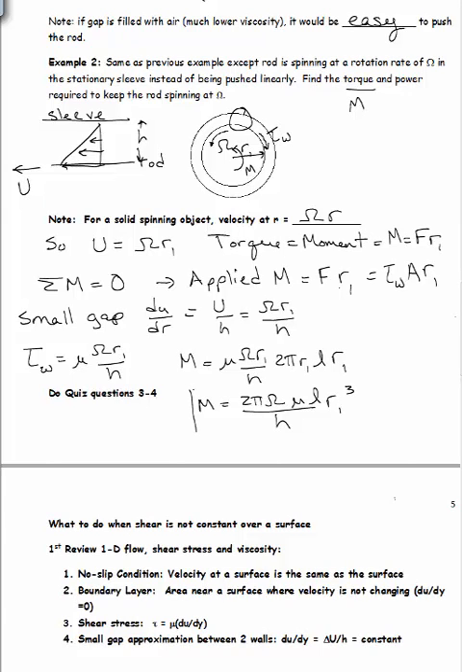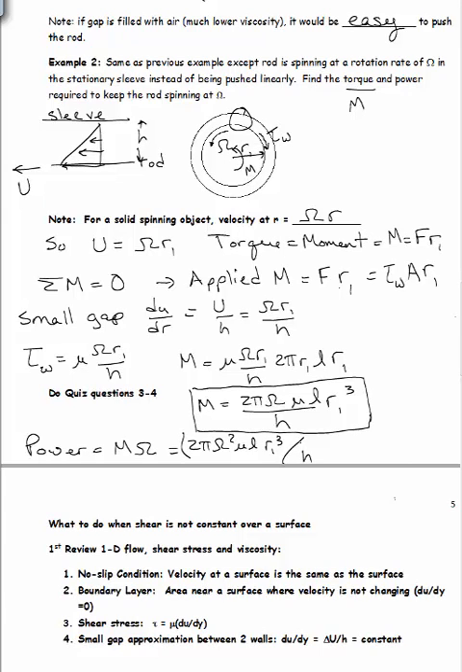Alright, and our power now, remember power for something spinning, power is torque times omega. Okay, and so we just need to multiply that by this M times omega, and we're going to get an omega squared in there. So 2 pi omega squared mu L r1 cubed over h is our power. Alright, stop here and do quiz questions 3 and 4, please.